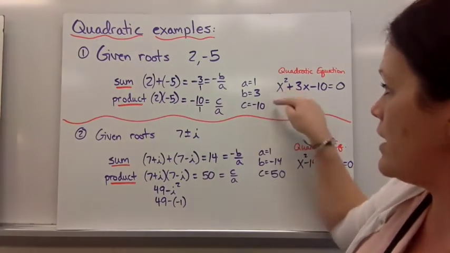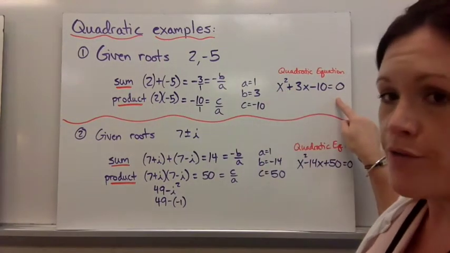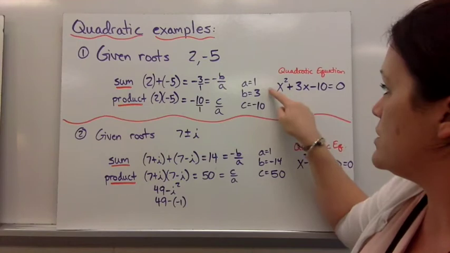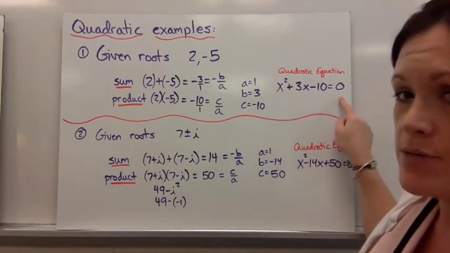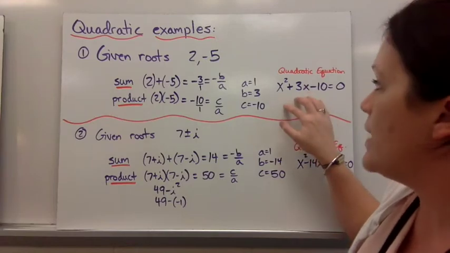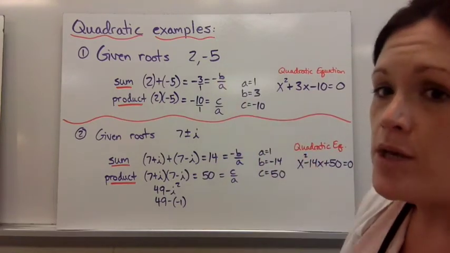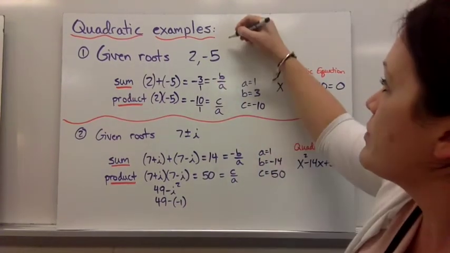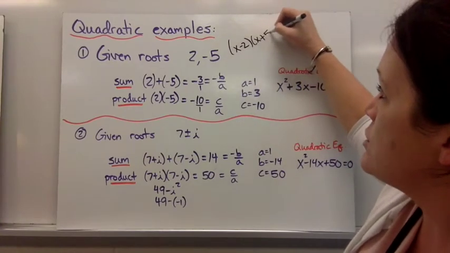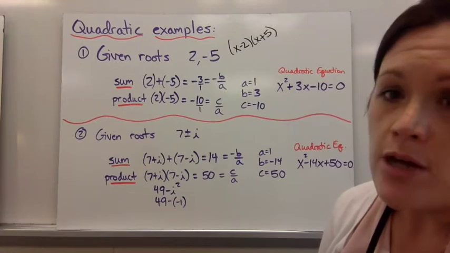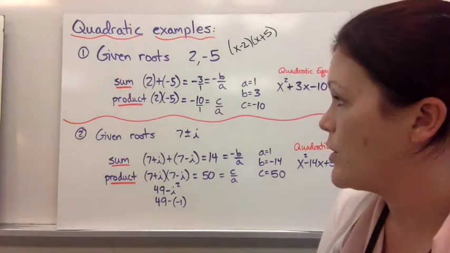So then you can write out your standard quadratic form. So a is 1, so I just put x squared plus 3x minus 10 equals 0. So I can get the equation that those roots came from. Now you could also have written them as factors and just multiply that together. That would be the other way to do it, but this method would also work.